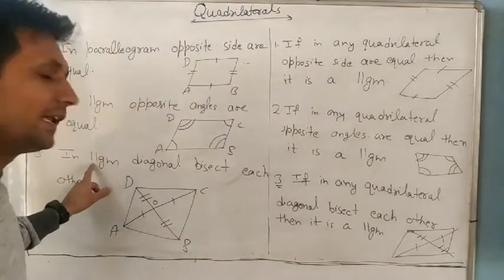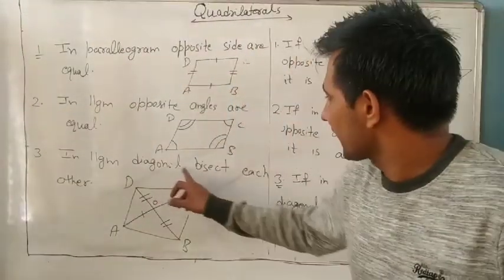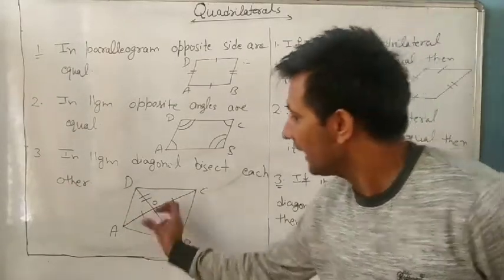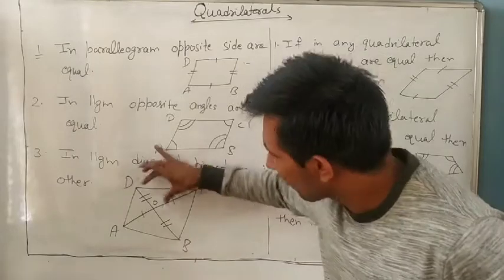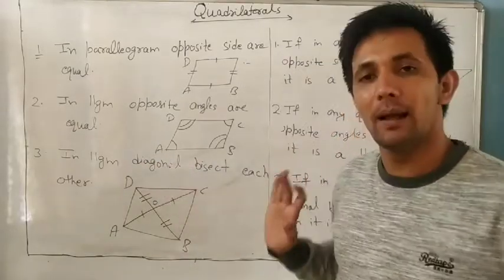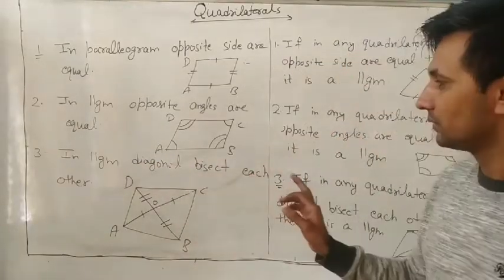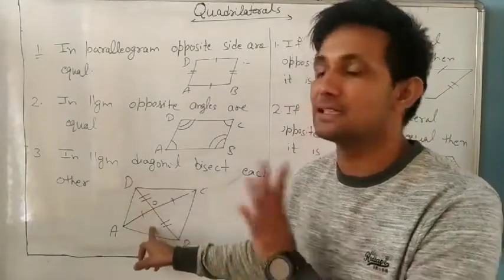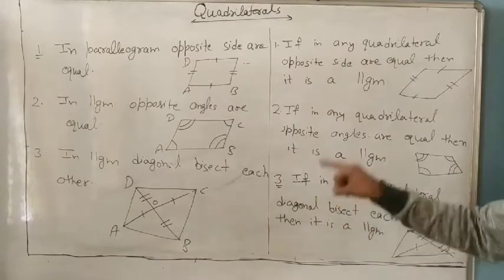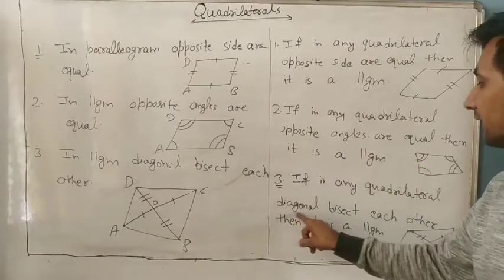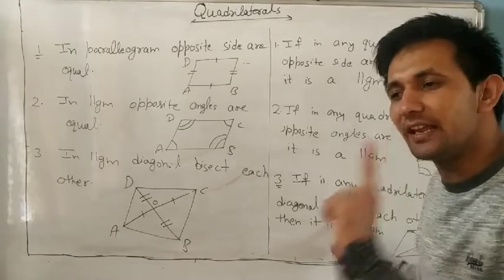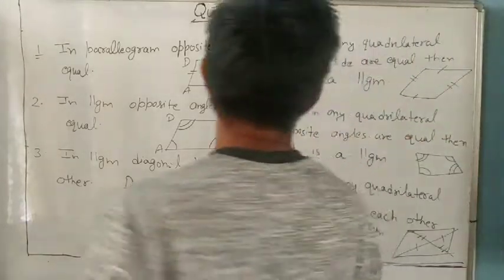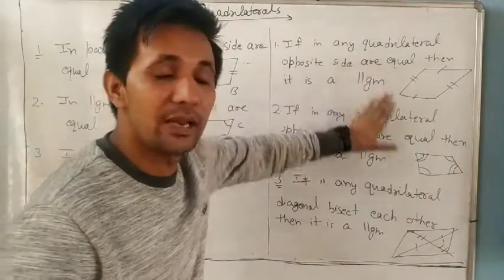Same as it is in parallelogram, diagonals bisect each other. Diagonals bisect each other means AO equal to OC, OD equal to OB. Opposite of this one, if ABCD is a parallelogram, then diagonals always bisect. And opposite of this one, if in any quadrilateral diagonals bisect each other, then it is a parallelogram. So remember these three properties always.